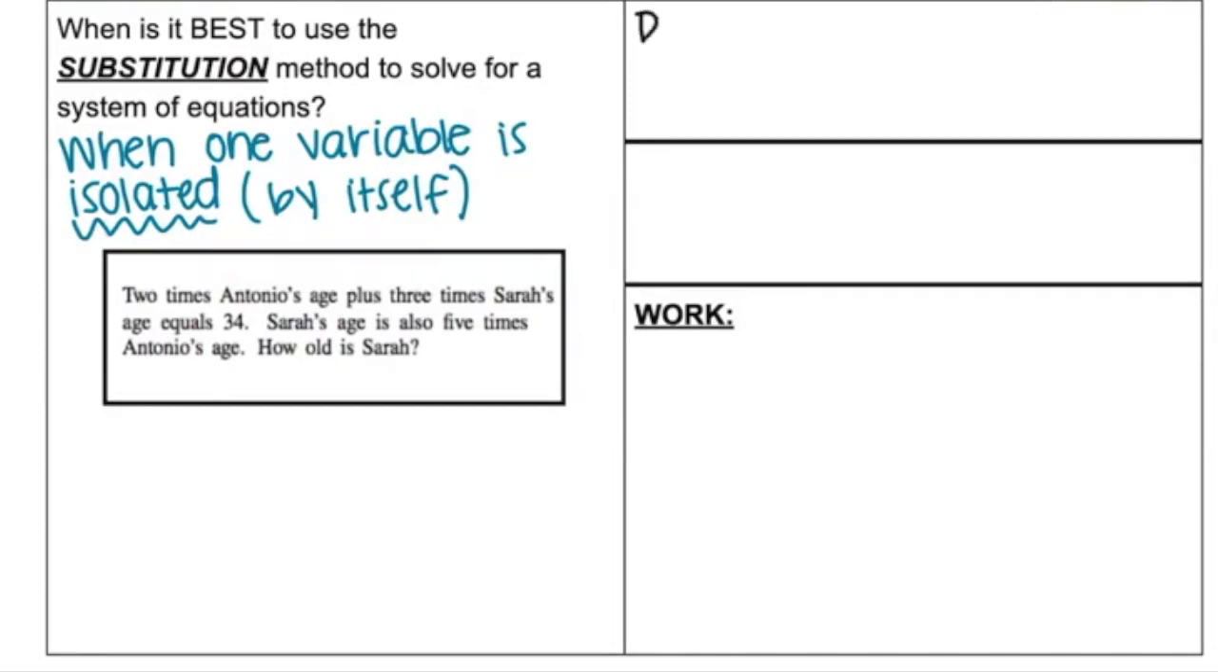So first, we want to define our variables. So 2 times Antonio's age plus 3 times Sarah's age is equal to 34. Sarah's age is also 5 times Antonio's age. How old is Sarah? So we want to know what Sarah's age is, but we can't necessarily find that out unless we know how old Antonio is.